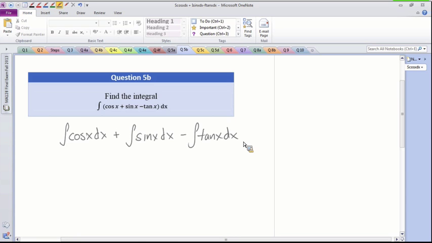So the integral of cosine x dx would be just sine x. The antiderivative of sine x is negative cosine x. And the integral of tangent x, which is a little bit difficult to do by itself, we'll have to do with a chain rule, u substitution.